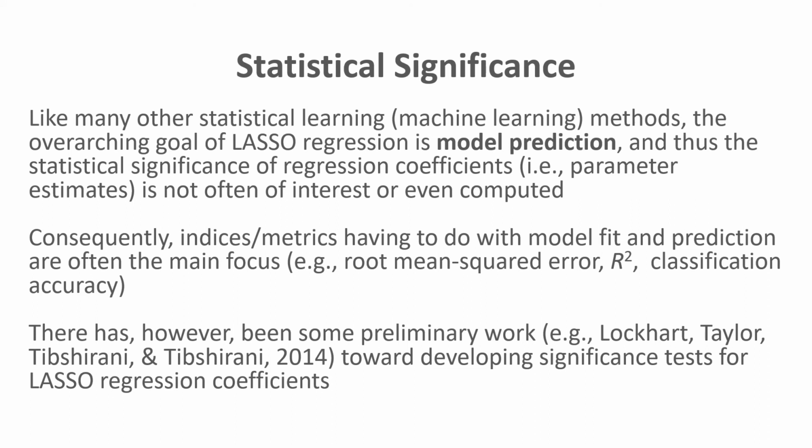So what we're really interested in when we're focusing on lasso regression are indices or metrics that have to do with model fit and prediction. And so these are typically going to be our main focus. Examples of these include your root mean squared error, or RMSE, your R squared, so your variance explained, which is another model fit indicator, as well as, if you're interested in classification and you have categorical outcomes, classification accuracy, the kappa statistic, and so forth might also be metrics we're really interested in here. And so these really have more to do with practical significance, which I'll talk about next.